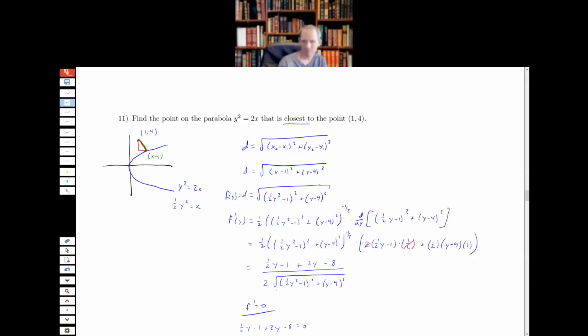Oh, I did. Back up a little bit. This was just a copy down error. X is 1/2 y squared, and I wrote 1/2 y. Left off my squared. Okay, so let's just see if we can fix this a little bit.